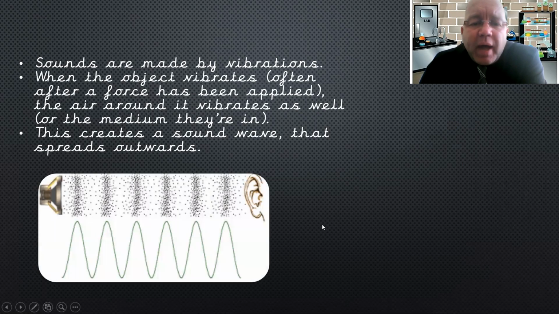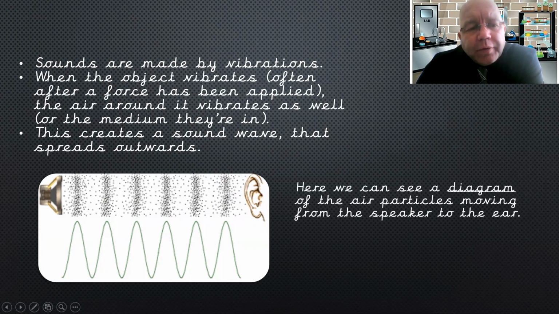Now, here we have a little diagram, or two diagrams to be precise. The first one, the one at the top, is a diagram of air particles moving from the speaker to the ear. Now, we can't see the air particles. This is an artist's impression, showing how the particles collide with each other and send a message, one particle at a time, all the way through the air to our ear. So that's just an artist's impression. It doesn't really look like that because we can't see air particles.